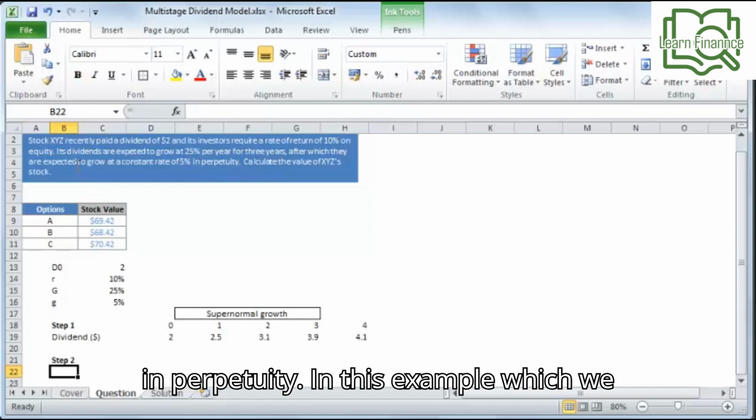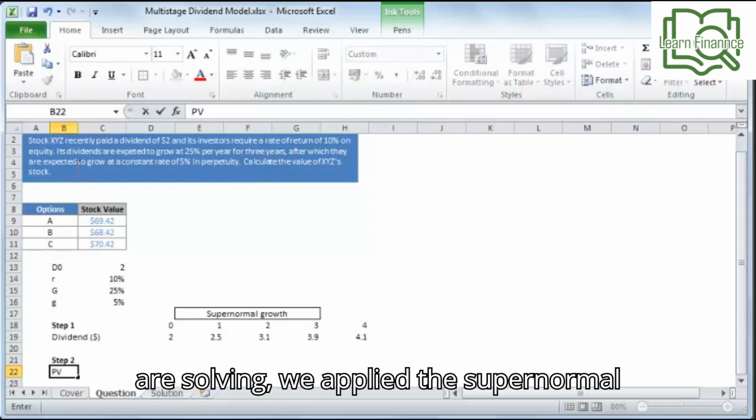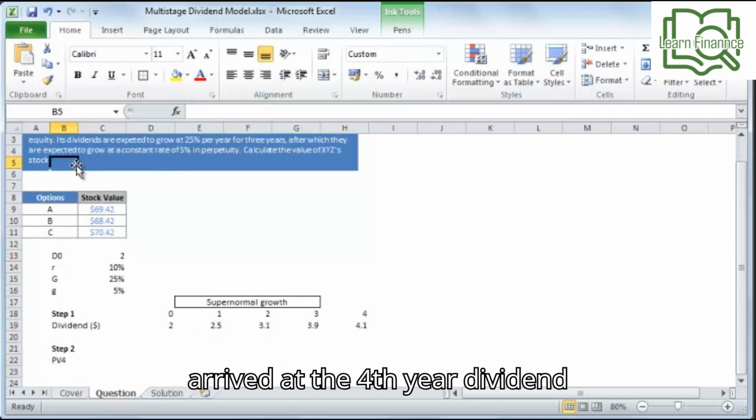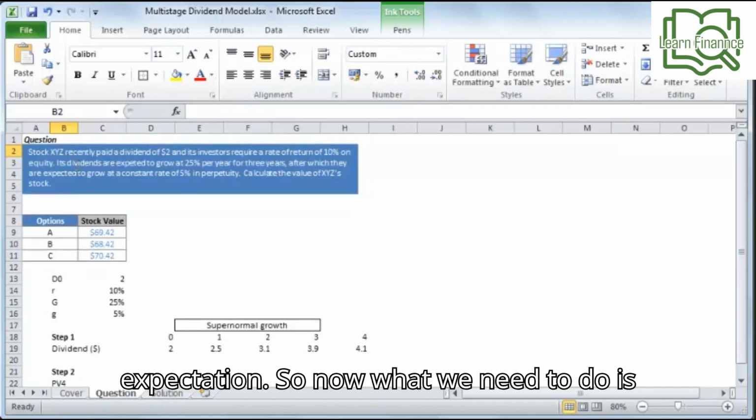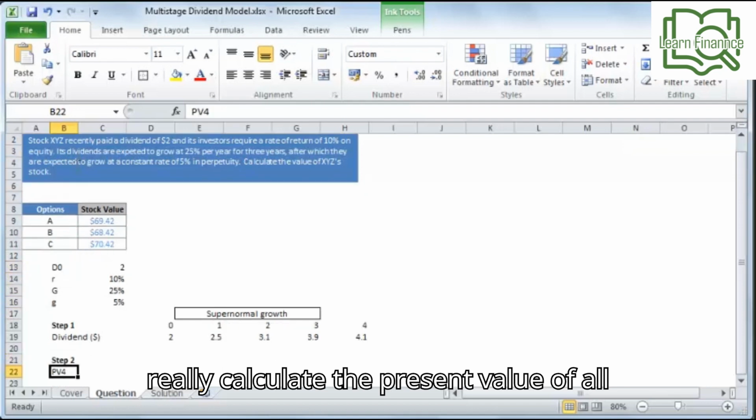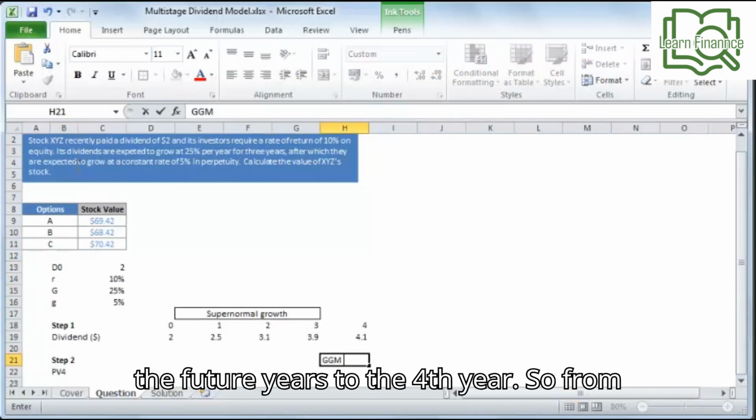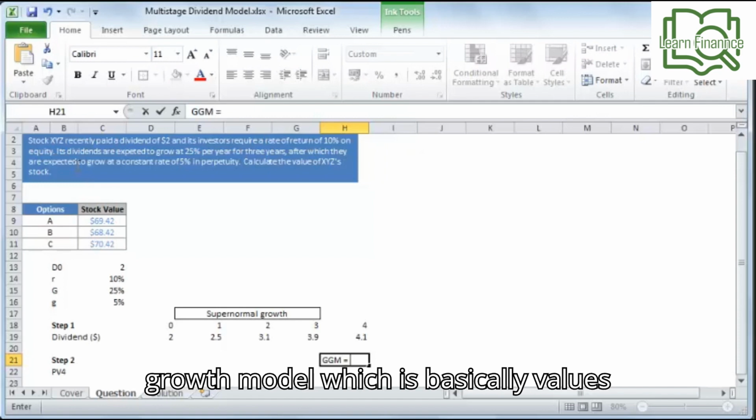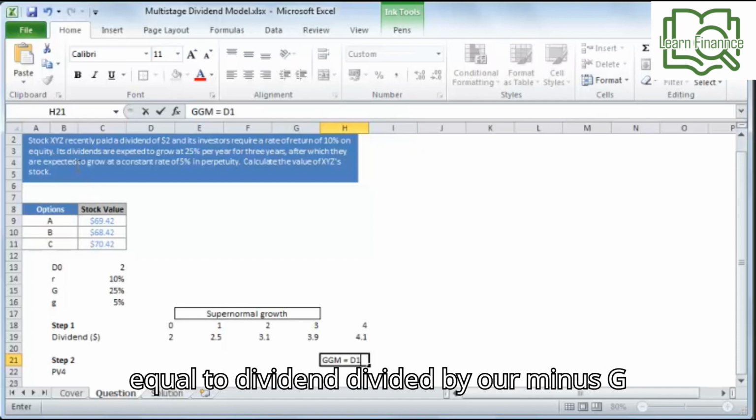In this example which we are solving, we applied the supernormal growth of 25% for the next 3 years. We arrived at the 4th year dividend expectation. So now what we need to do is calculate the present value of all the future years to the 4th year. So from the 4th year onward, we need to apply the Gordon growth model, which is basically value equals dividend divided by R minus G.